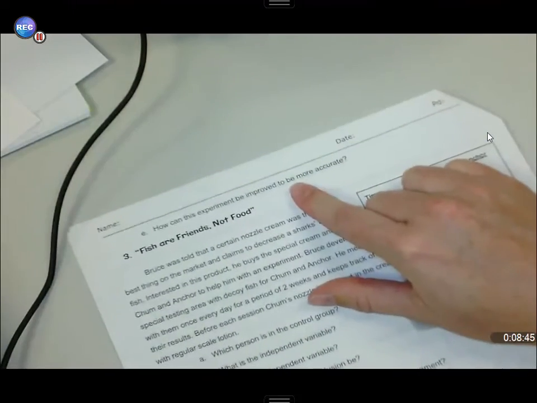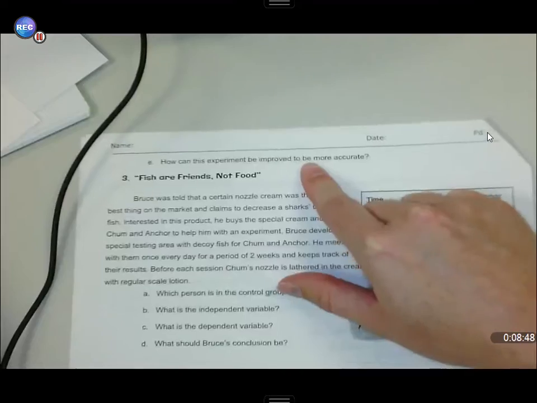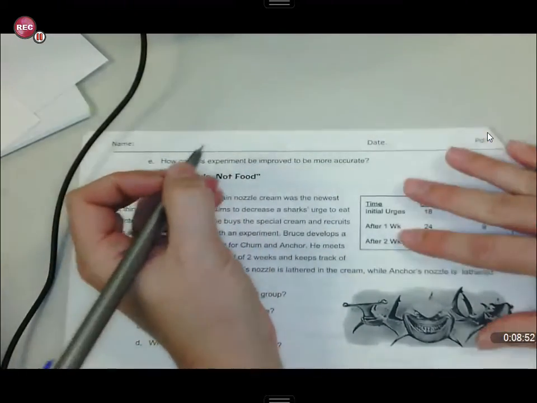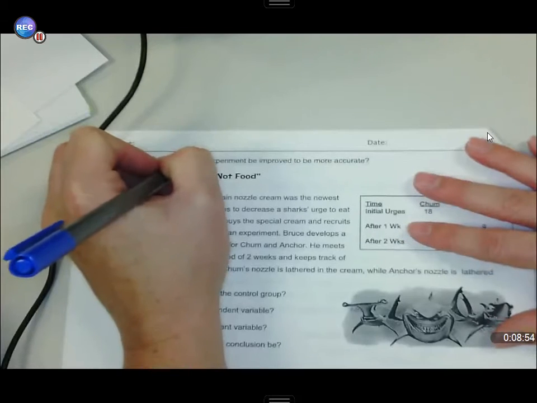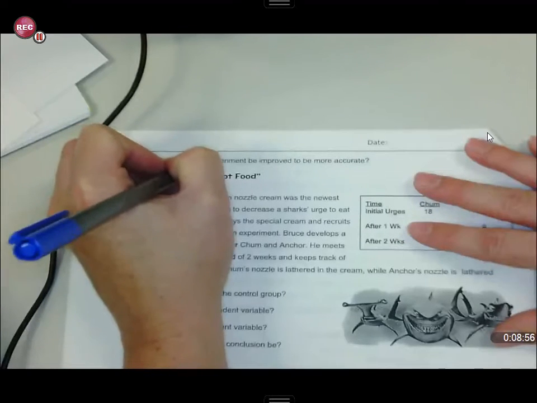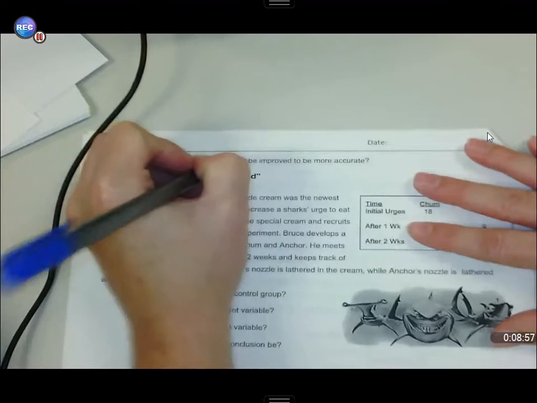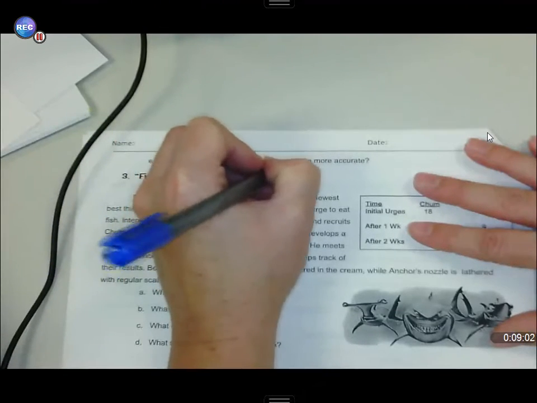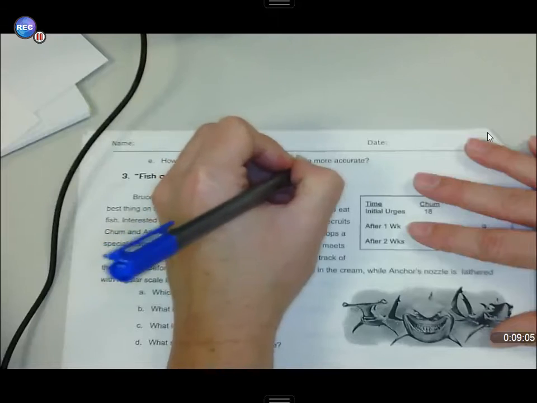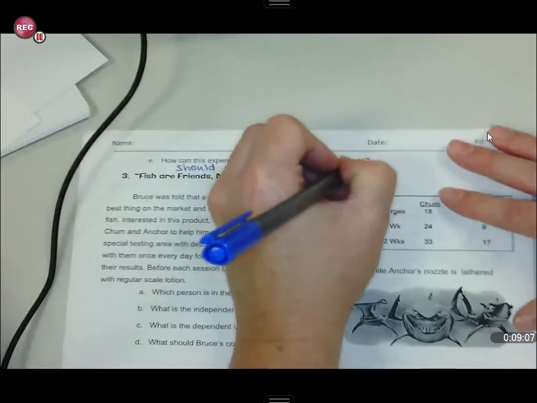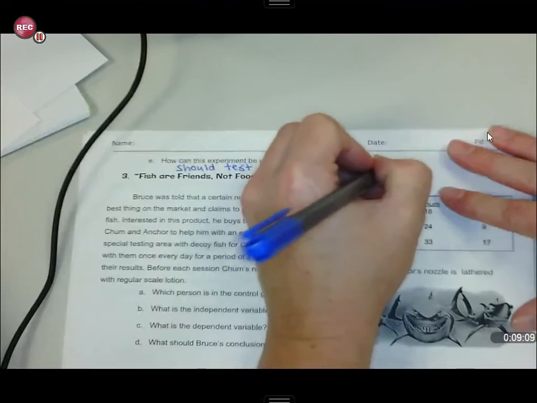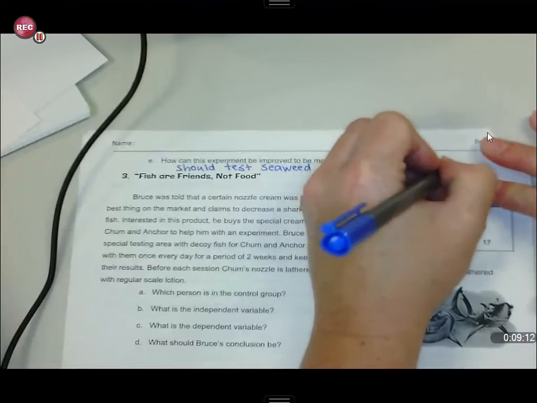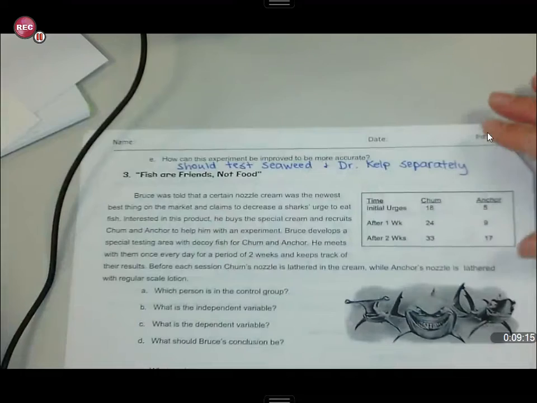How could this experiment be improved to be more accurate? Well, we should never test 2 variables at the same time. So I would say that you should test the seaweed and Dr. Kelp separately, to see how successful they are on their own.